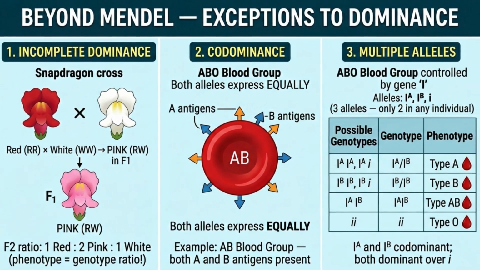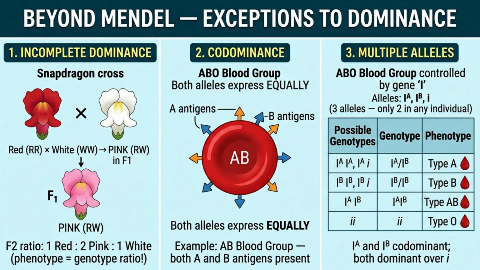Let's cover the key exceptions. First, incomplete dominance. In snapdragon flowers, cross red with white, you get pink in F1. Neither allele fully dominates. The F2 ratio here is 1 to 2 to 1 for both phenotype and genotype, unlike Mendel's 3 to 1. Second, codominance.